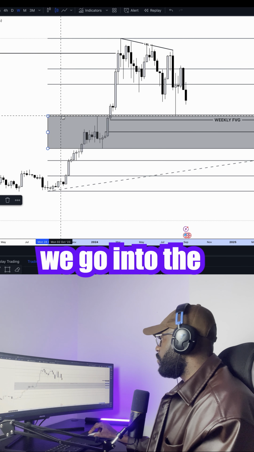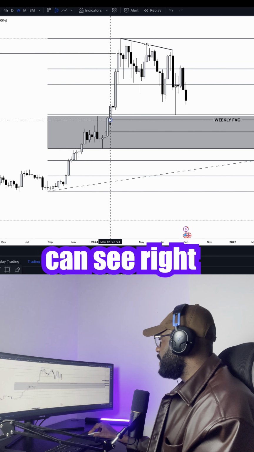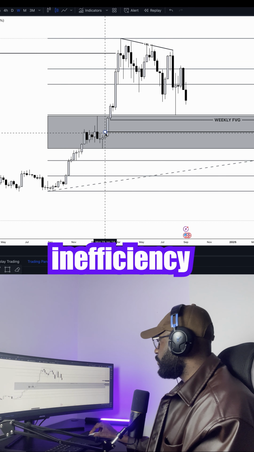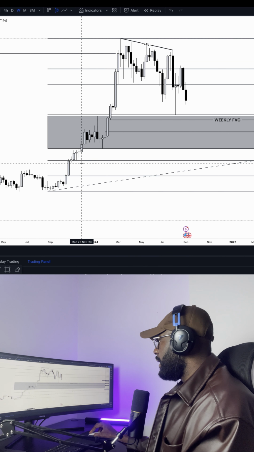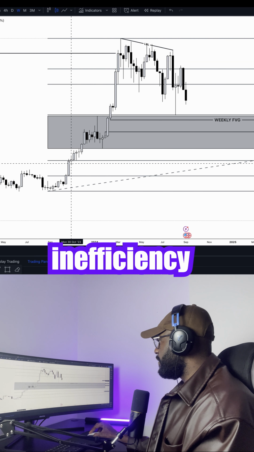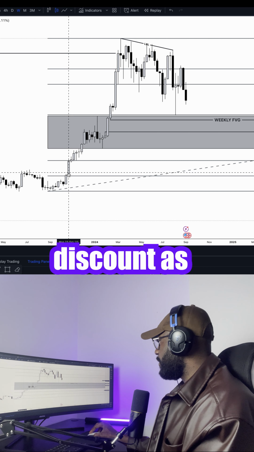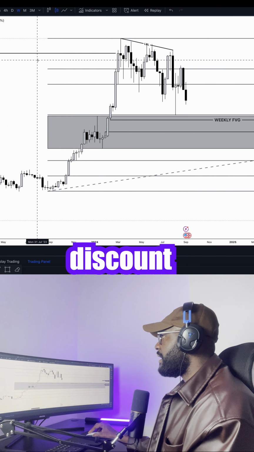And right here, if we go into the weekly time frame, we can see we'll have a weekly inefficiency or weekly fair value gap. And right here, we also have weekly inefficiency resting at extreme discount as well. This one is resting at discount position.